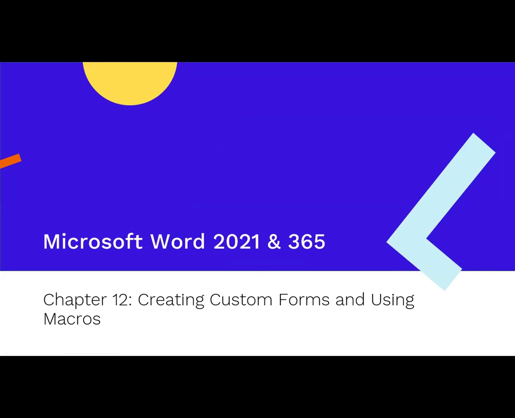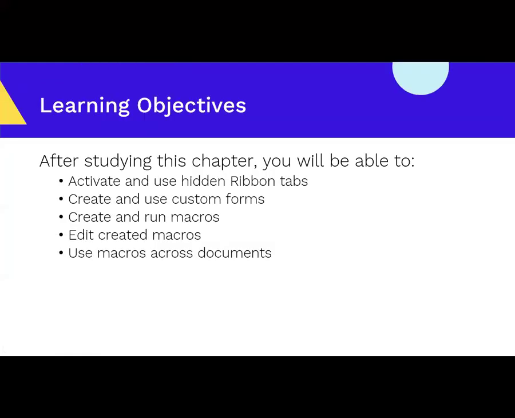Okay, chapter 12, creating custom forms and using macros. After studying this chapter, you will be able to activate and use hidden ribbon tabs, create and use custom forms, create and run macros, edit your created macros, and use macros across documents.